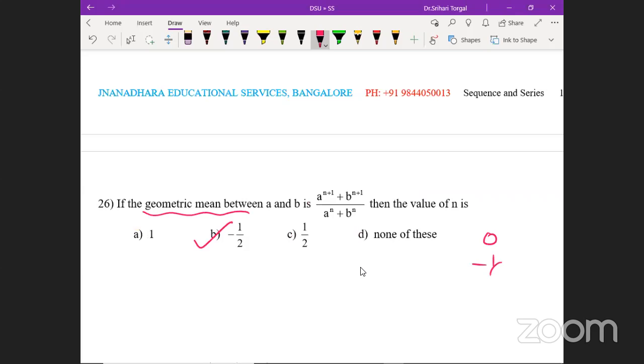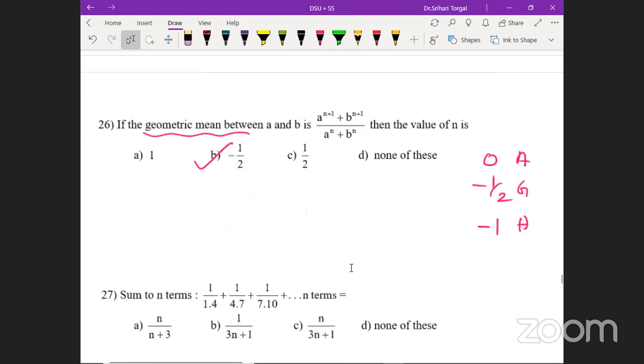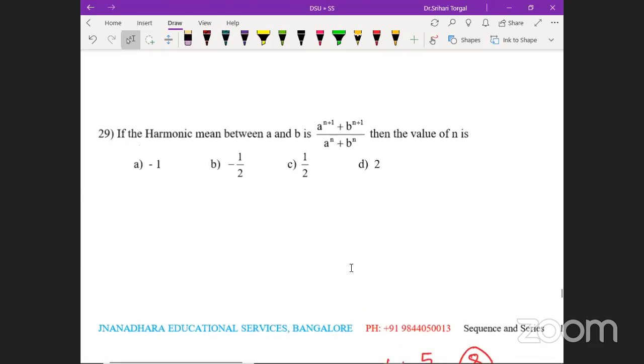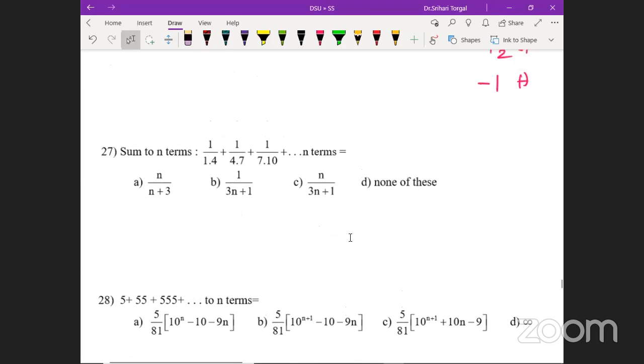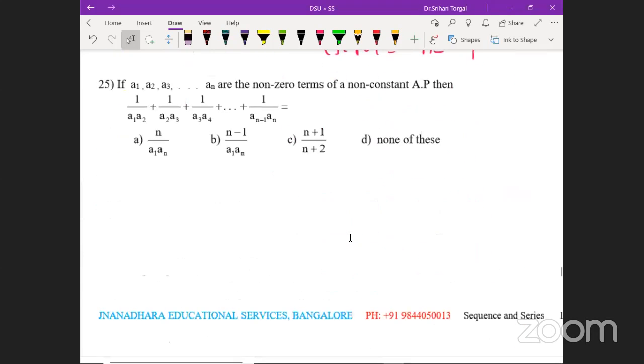So 0, minus half, minus 1. This is for AM, GM, HM. The value for HM is what? Minus 1. I have taken that problem also. Tell me, what is the answer here? Harmonic mean between. Option A is the right answer. Okay, good. Let's move on to the next problem.